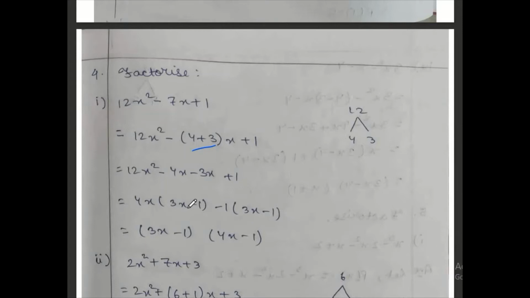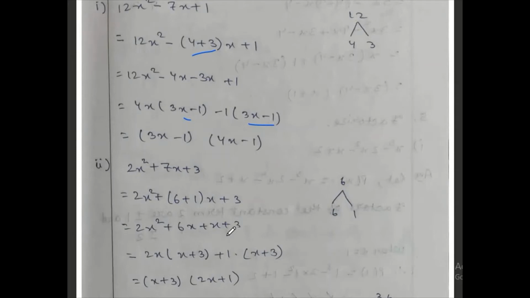Now both the factors are matching. That's the main characteristic of splitting the middle term. If you find that this factor and this factor are both matching, that means you are perfect. So take these out, remaining 4x and minus 1, keep them together. Factorization is done. So as I told you, whenever x square, x and a constant are available, you can do this by splitting the middle term.